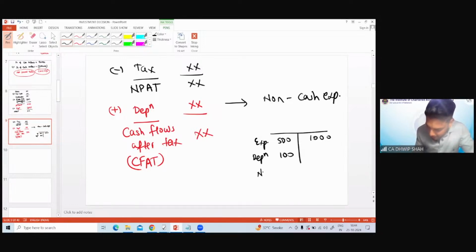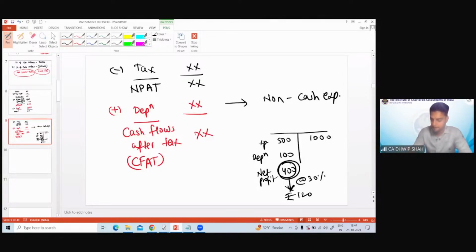So can I say my net profit would be 1000 minus 600, 400, yes or no? So I would pay tax on this 400. Are you getting this? Let's say my tax rate is 30%. So can I say on 400 at 30%, 120 rupees I have to bear as tax? When depreciation is there, my tax comes to 120 on net profit of 400.